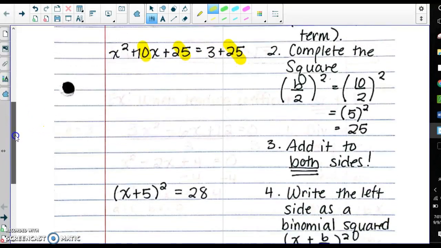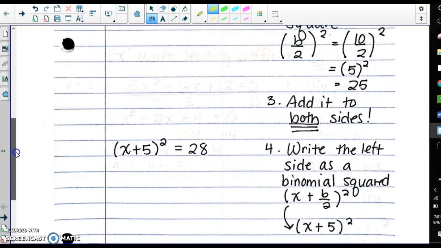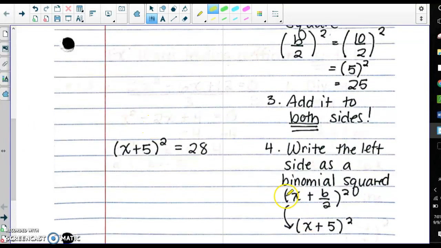All right, now we're going to write the left-hand side as a binomial squared. Remember, the binomial squared can be made by taking x and then adding it to whatever b over 2 was. So our b over 2 was 10 over 2, which is reduced to 5. So now our binomial squared is x plus 5 squared. And then we simplify the right-hand side. 3 plus 25 is 28.